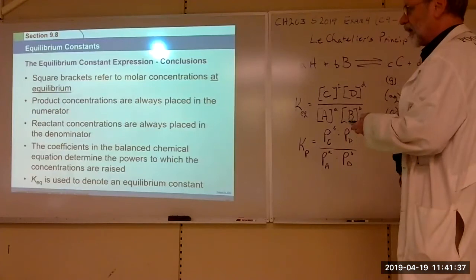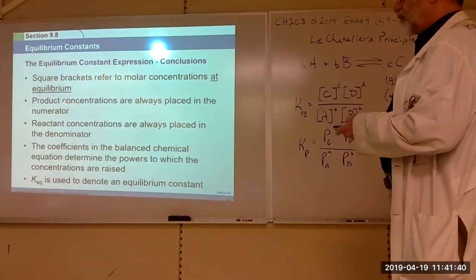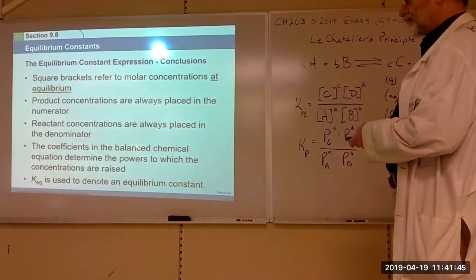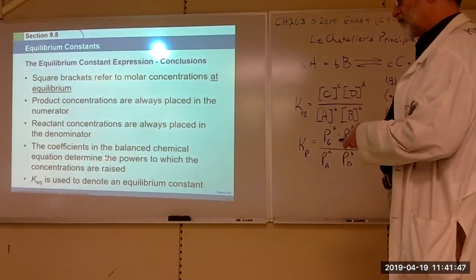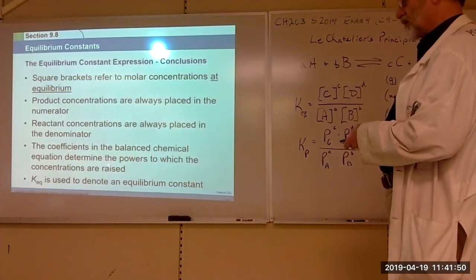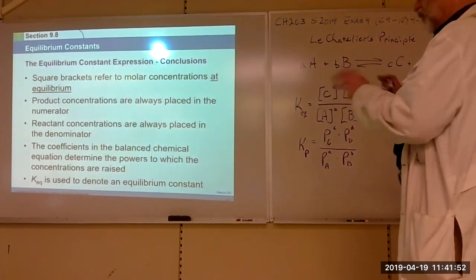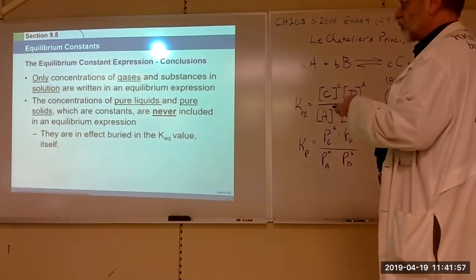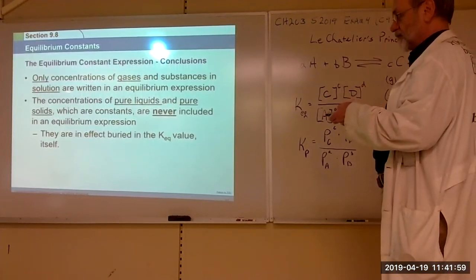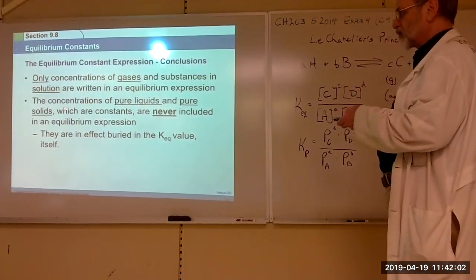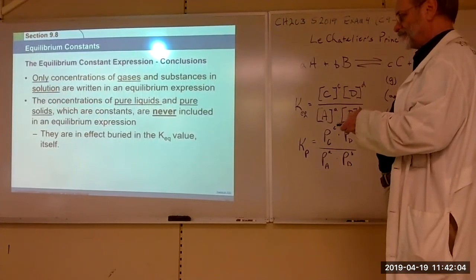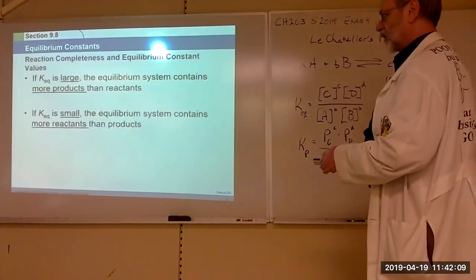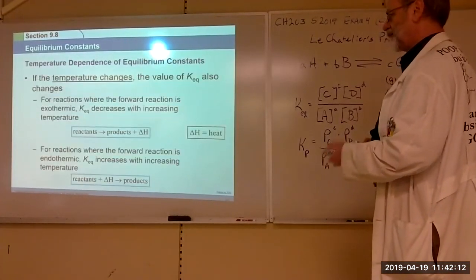Square brackets, okay. Products are always in the numerator, reactants are always in the denominator. And the coefficients become the powers. Okay, we've covered that already. We only use gases and solutions. Pure liquids, pure solids are never included. Okay? So probably what we need is an example.